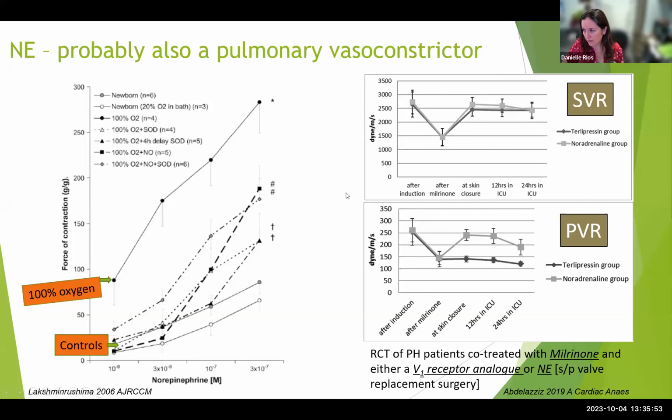Here on the right, you have a study where they actually used milrinone to decrease both the pulmonary and systemic vascular resistance. And so you had this significant drop after milrinone. Then you started either norepinephrine or terlipressin, which is the vasopressin analog. The norepinephrine is here in the light gray, whereas the terlipressin is in the dark gray. You can see that they both increased your SVR, which is desired. However, the norepinephrine actually increased your pulmonary vascular resistance, whereas the terlipressin did not.